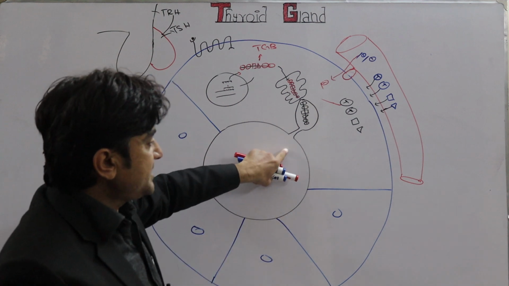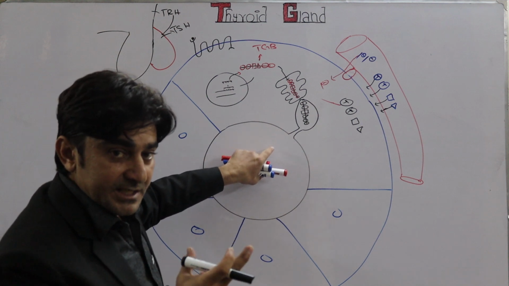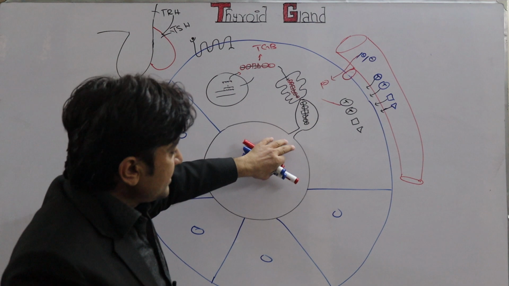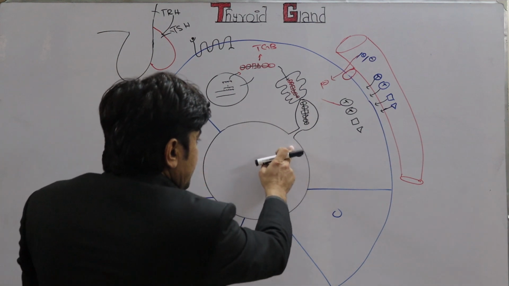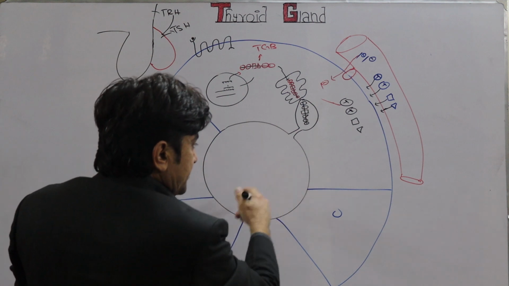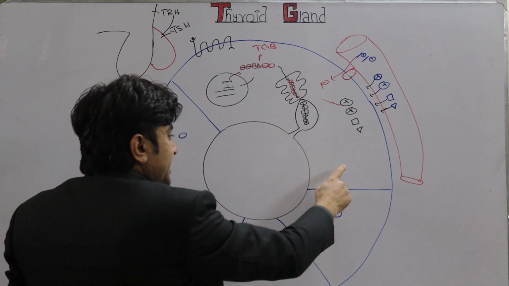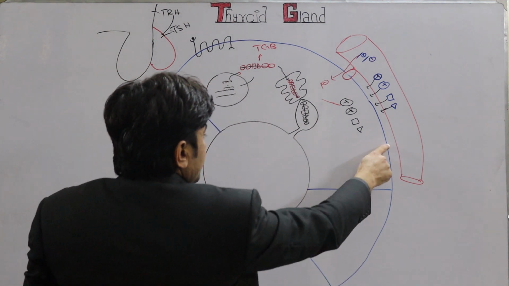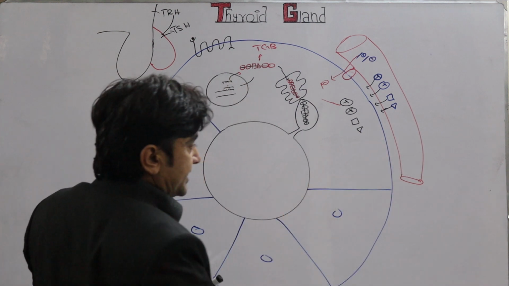One membrane faces the cavity, or faces the lumen of the structure. This membrane is called apical membrane. So this is the lumen of the follicle. This membrane faces the lumen of this follicle. This is called apical membrane, or it may also be called luminal membrane. And the membrane which is away from the lumen of the follicle is called basolateral membrane.